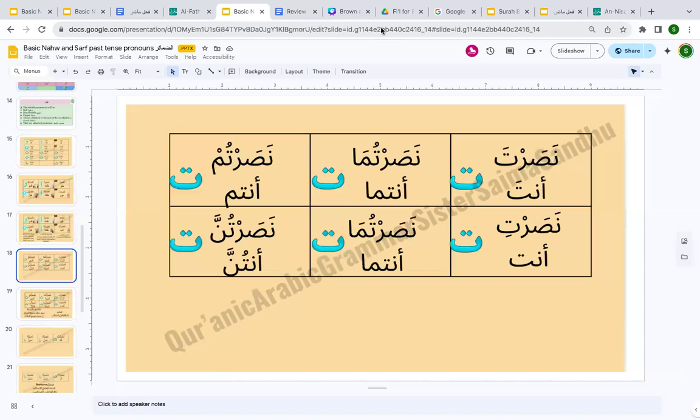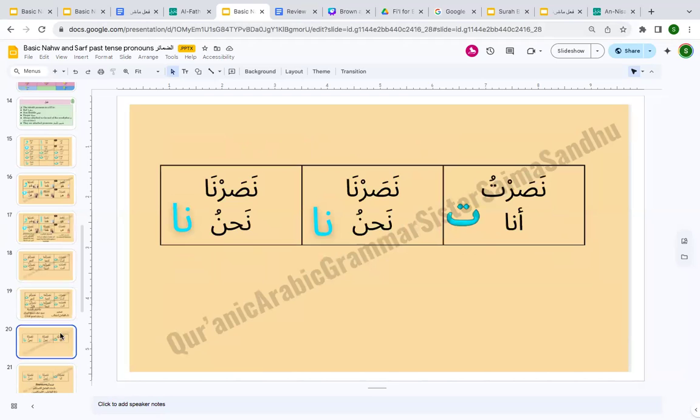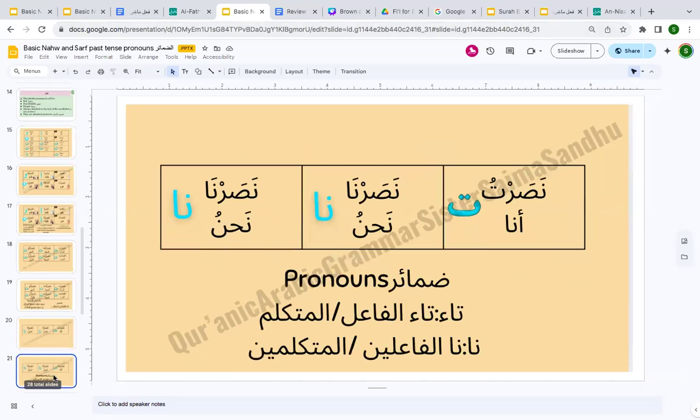And the ta, all the tas in your second person and in your first person singular, do you remember the name for the ta by any chance? And if you don't, I will help you here. The name of the ta is ta'ul fa'il. Yes, ta'ul fa'il. Very well done. And when it comes to na, it is the naul fa'il, the pronoun filing. Very good. Mutakallimin.